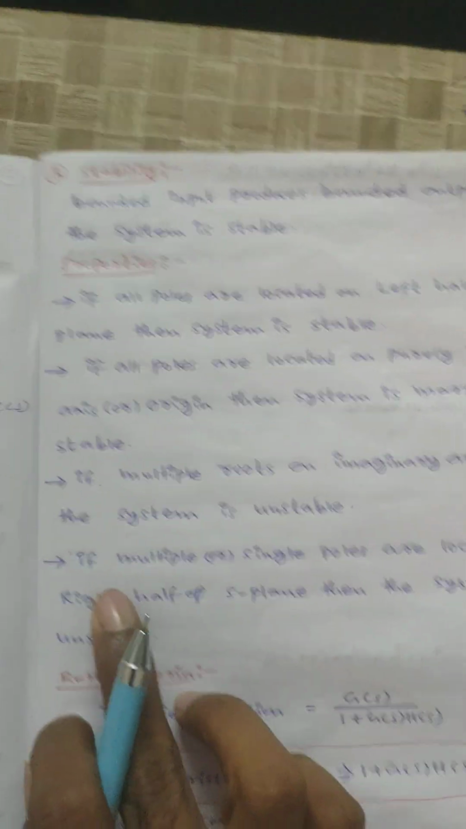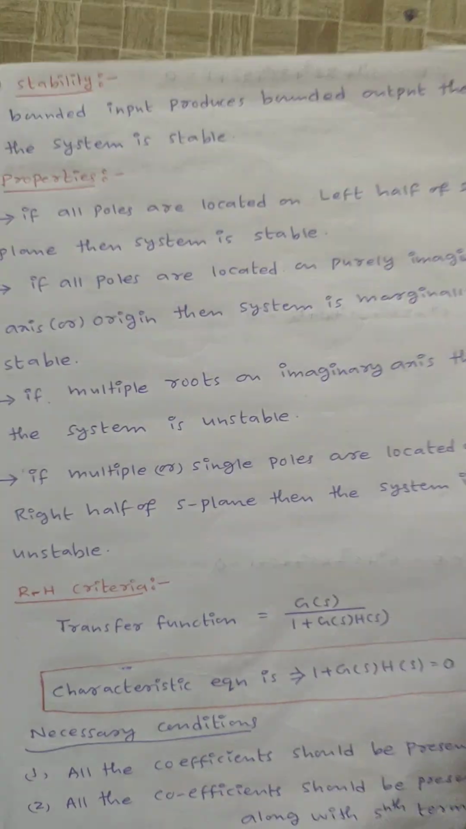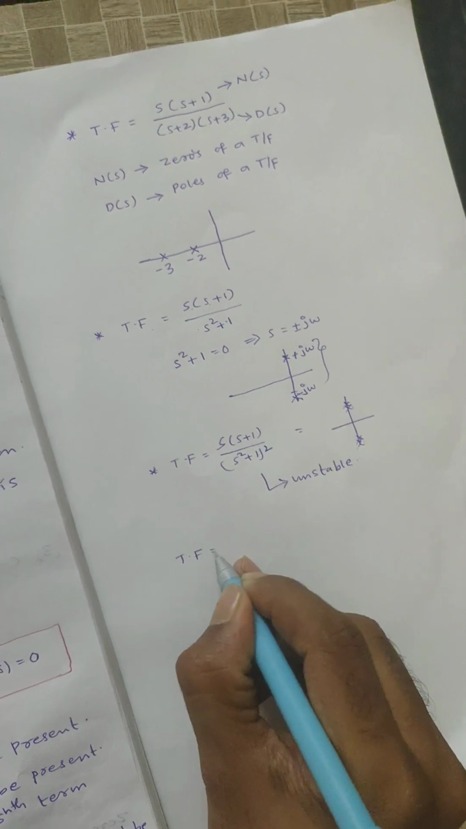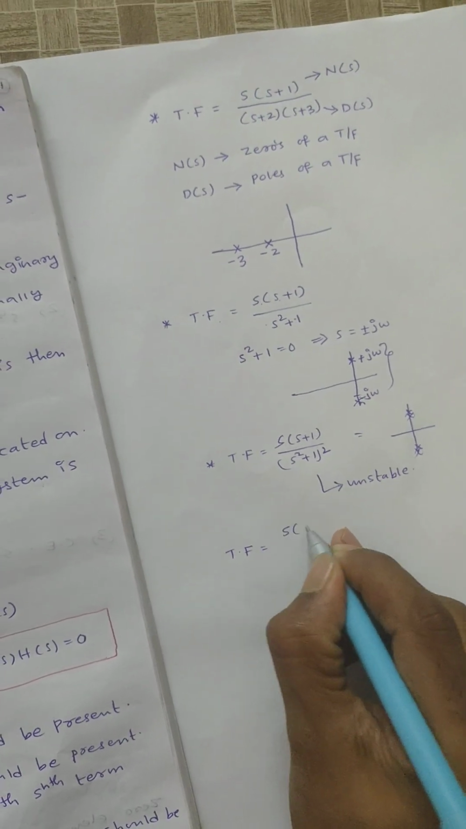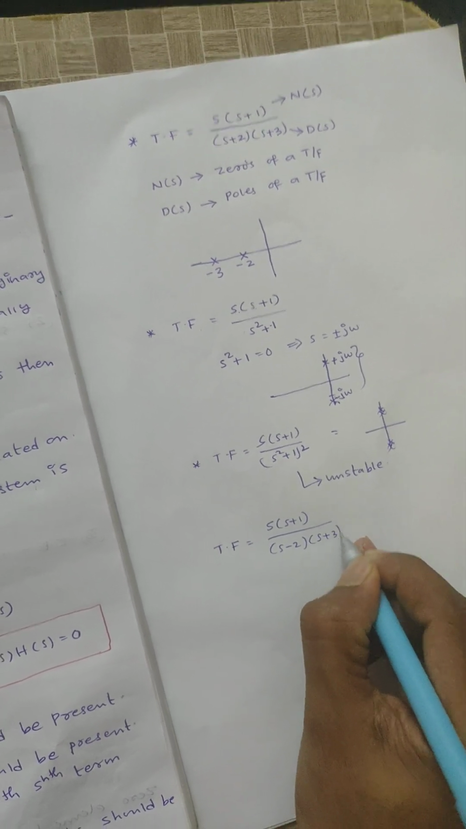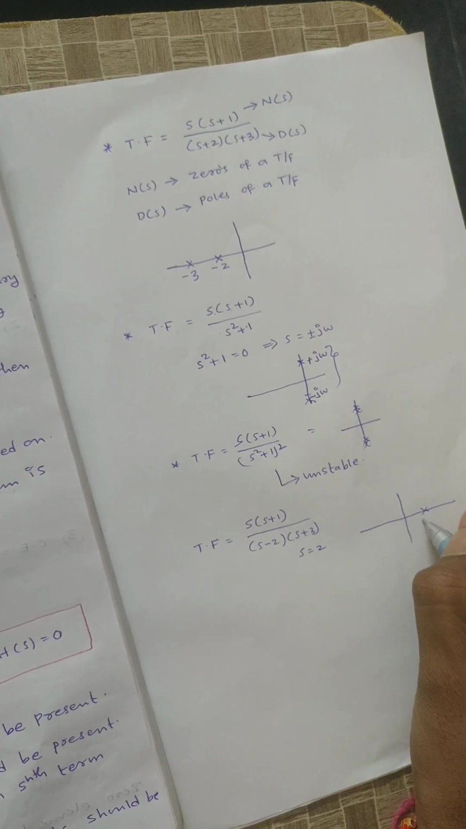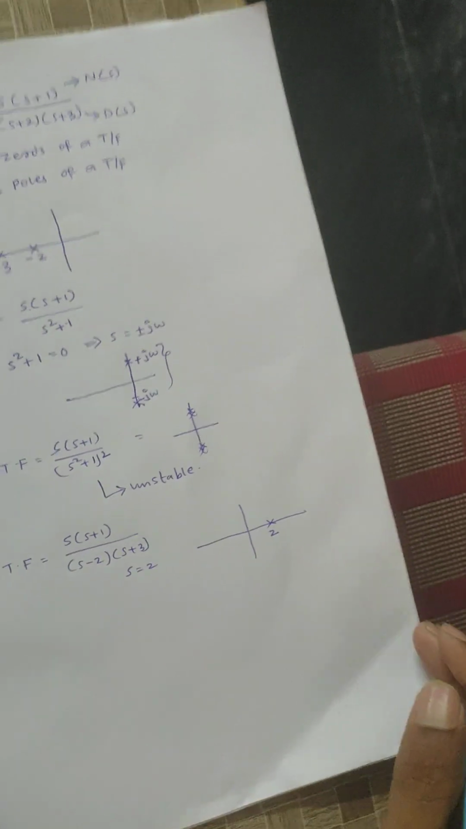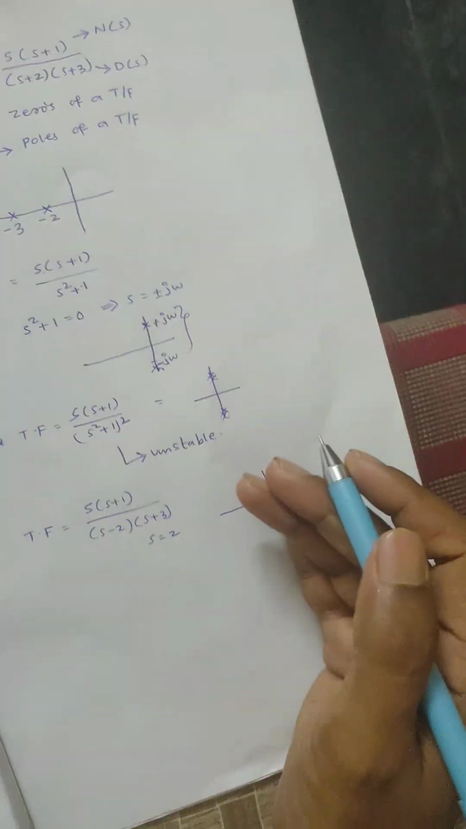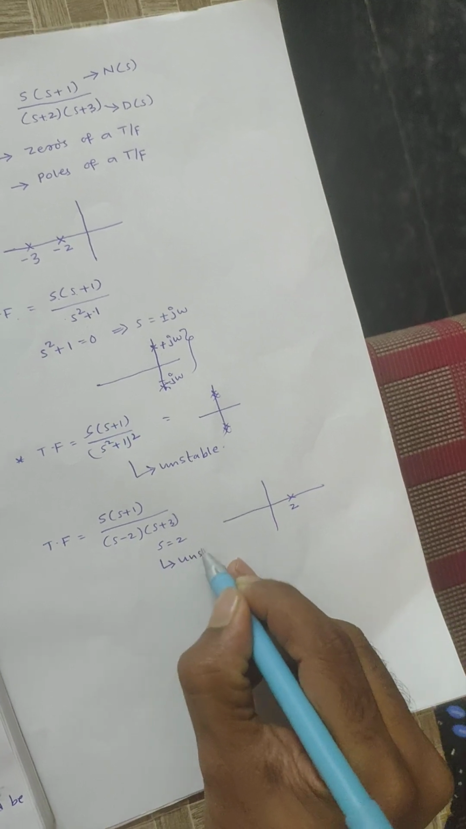Okay, next, if multiple or single poles are located on the right half of the S plane, then the system is unstable. That means if the transfer function is S into (S plus 1) by (S minus 2) into (S plus 3), now see here S equals 2. That is in the right half of the S plane, right? This is the right half, this is the left half. That means the given system is unstable. It will produce an unbounded output.